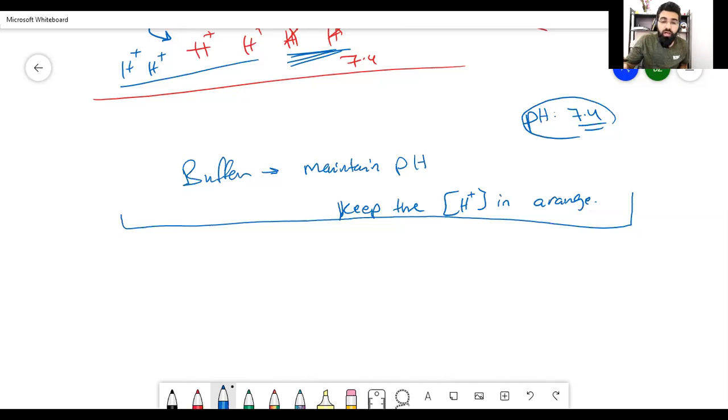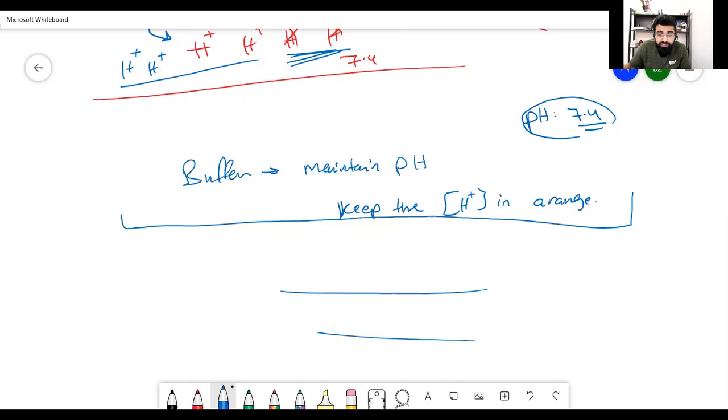So that's why in the body we need something to maintain the pH, to not change. But the problem is that some things we eat or drink change the pH. So how do we maintain the pH? This is the work of the buffer. Look at how buffers work.